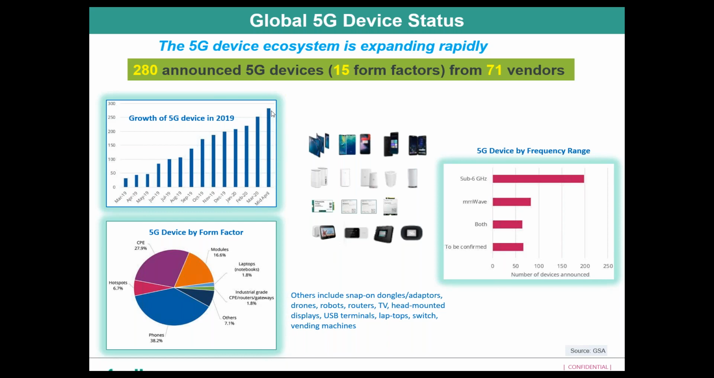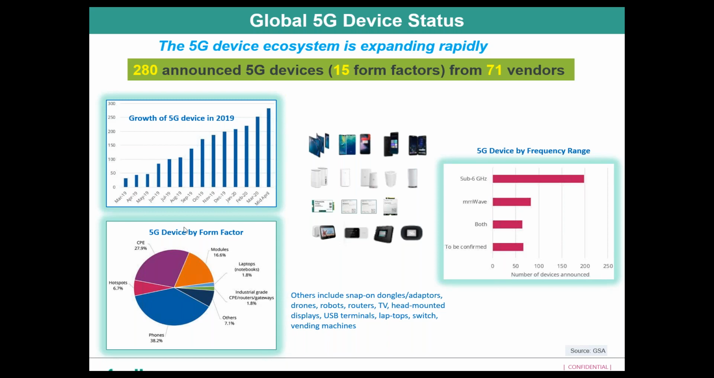But the key thing to note over here when we compare this to 4G is the form factor, right? The form factor has a lot more variance than the form factor that we had in 4G. In 4G, we had some CPEs, we had some IoT devices, and then obviously we had the traditional handsets, laptops. But as we move on to 5G, it's opening doors to a lot more different use cases.